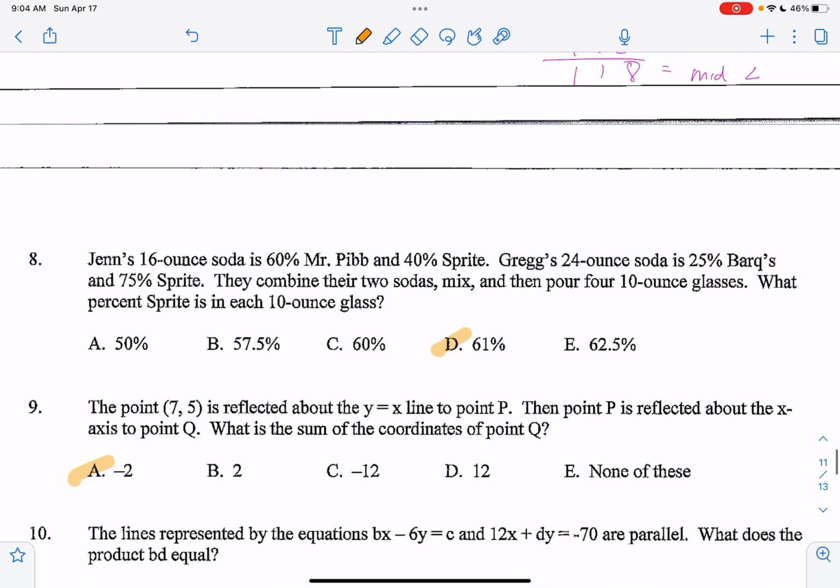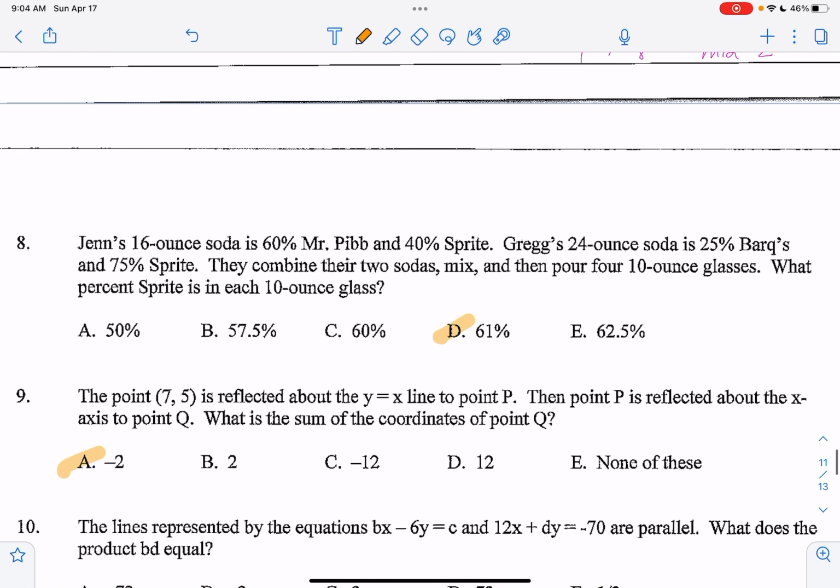Okay, next for number 8. Jen's 16-ounce soda is 60% Mr. Pibb and 40% Sprite. Greg's 24-ounce soda is 25% Dr Pepper and 75% Sprite. If you combine the two sodas, mix and then pour 4 10-ounce glasses, what percent Sprite is in each of the 10-ounce glasses?